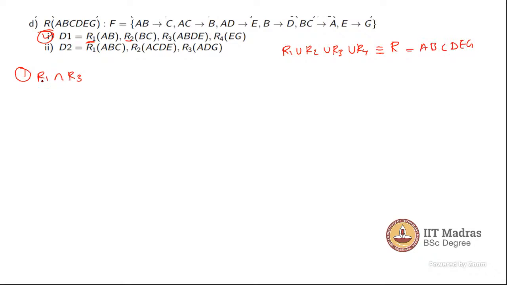Now let us take R1 and R3. Is there any common attribute? AB, yes, AB. Now if I take the closure of AB, can I determine R1 or R3?